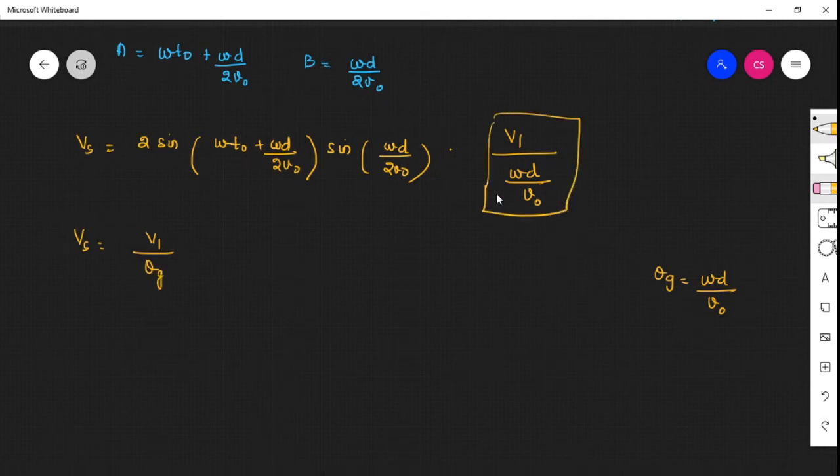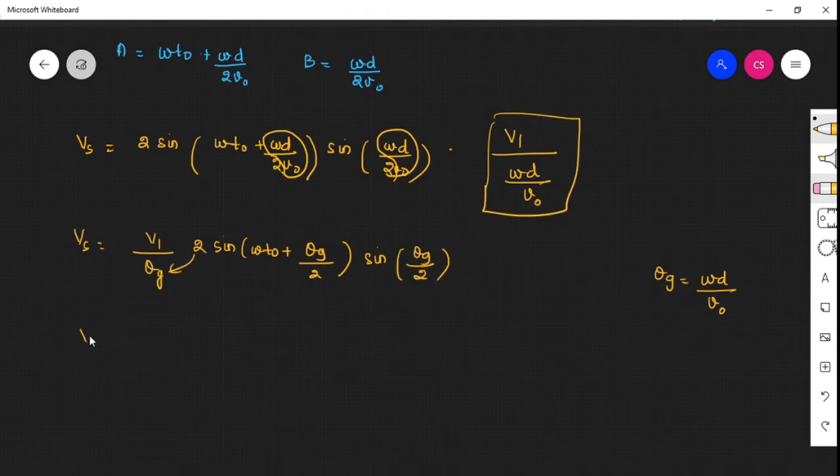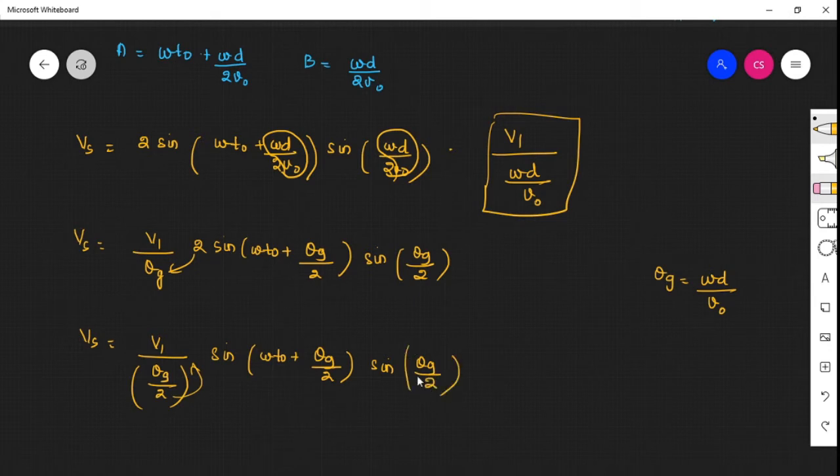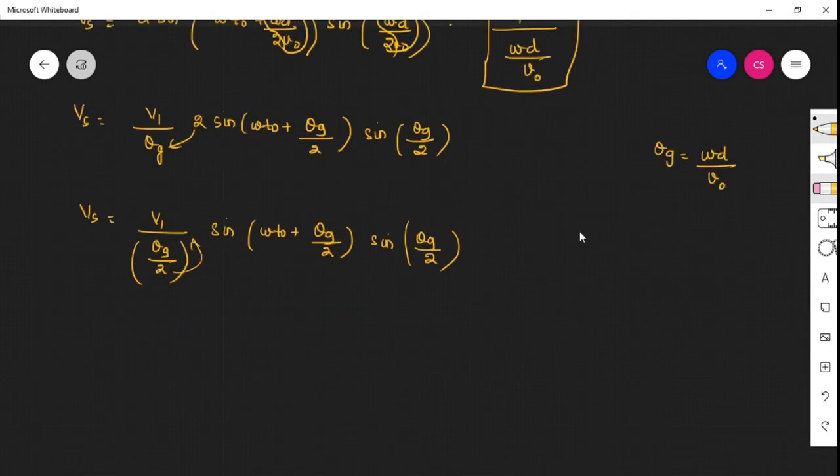This term, I am writing first, into 2 sin of omega T naught plus theta g by 2. This term becomes theta g. Again here this term becomes sin of theta g by 2. So let me take this 2 to the denominator. So I can write this as V1 by theta g by 2. When we reciprocate, we'll get it back as 2 sin, the same form, into sin of omega T naught plus theta g by 2 into sin of theta g by 2. So we have almost brought out the formula for the average microwave voltage.